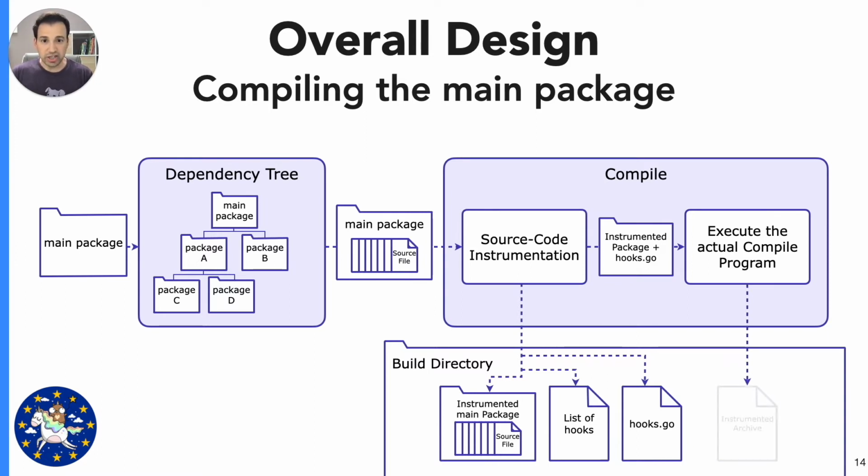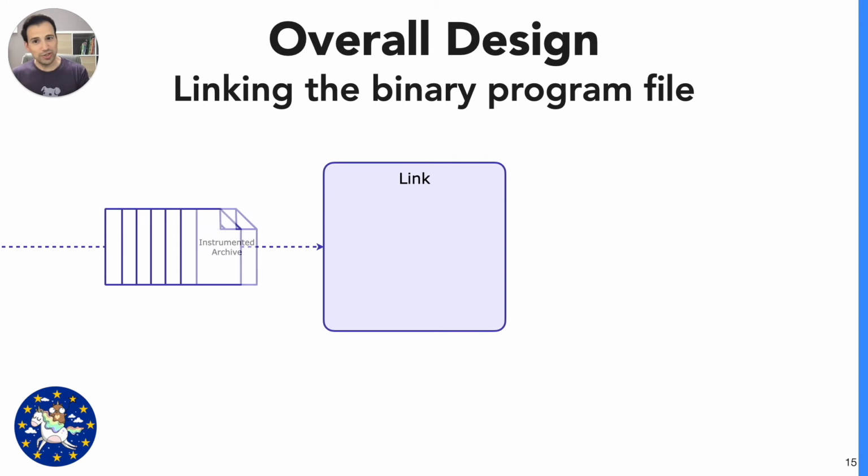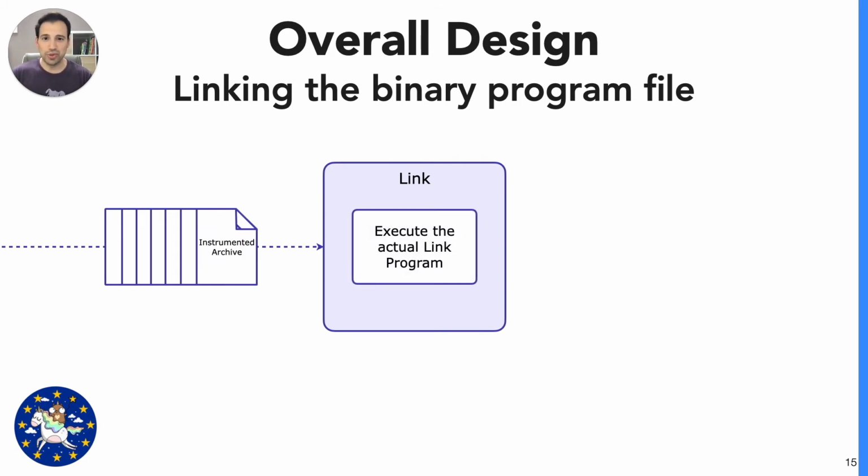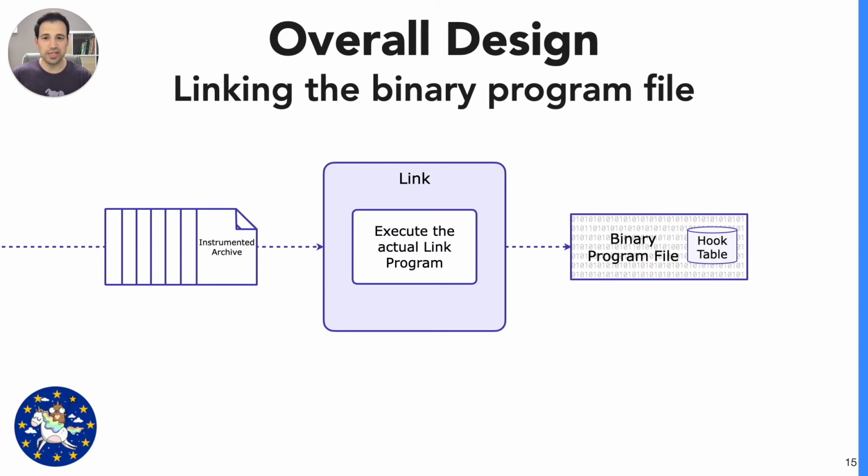So the main package gets compiled into its archive, and the Go compiler can finally move to the last step, which is linking the program. So it calls the link toolchain program with a list of instrumented archives, and we don't need to do anything else but forward the execution to the actual link program, which will produce the instrumented binary program file.